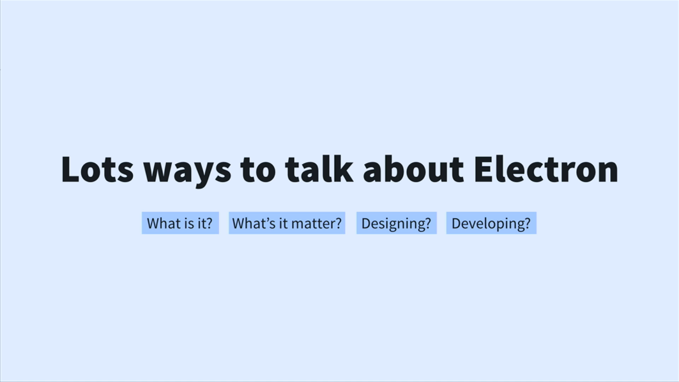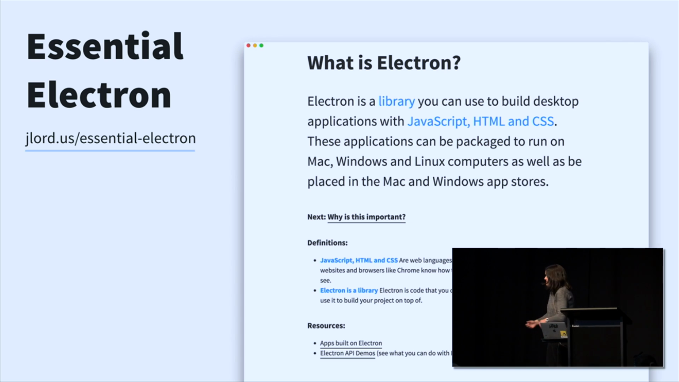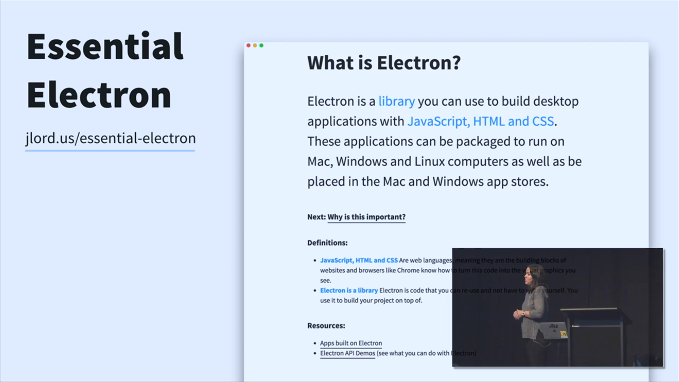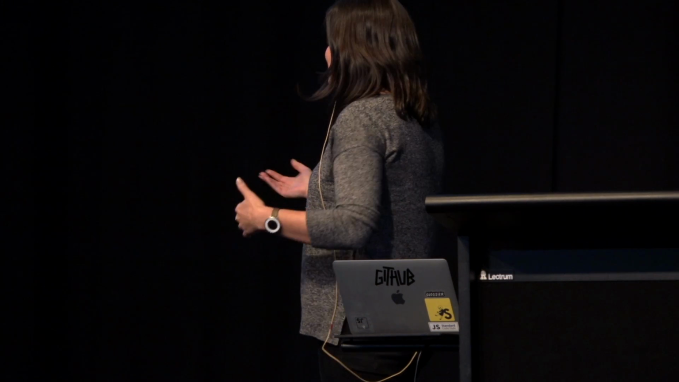So I have talked about Electron in many ways before. Like I had to talk about it internally at GitHub to be like, this should be a team. We should work on this. And I've talked about what it is, why it matters, designing with Electron, and developing on Electron. A lot of this has been geared towards people coming from Node development and front-end web development backgrounds, so that's the space I'm in, and I know how to talk to them.